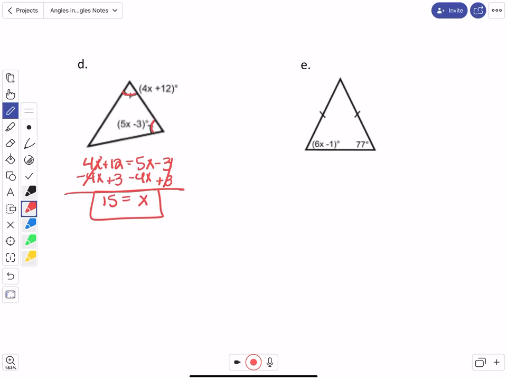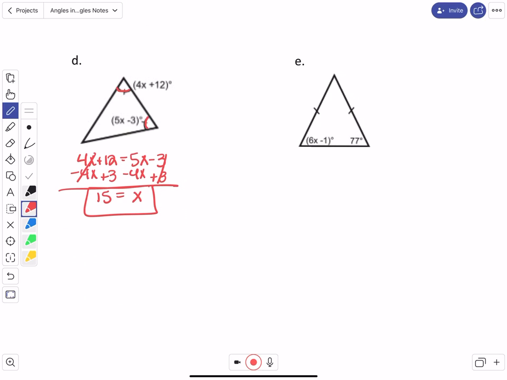And just pay attention on your problems if it just wants you to find x, or it may want you to plug back in and actually find the angle. If it did want us to plug back in and find the angle, then I would just do 4 times 15 plus 12. So 4 times 15 plus 12 is going to give me 72. So that angle would be 72 degrees if it asked for it.